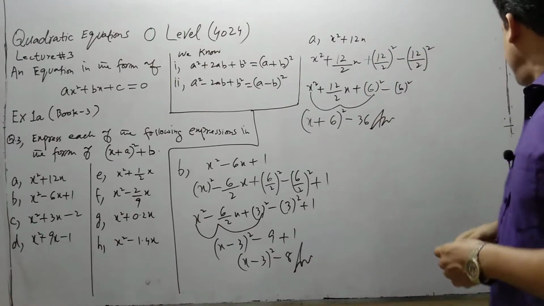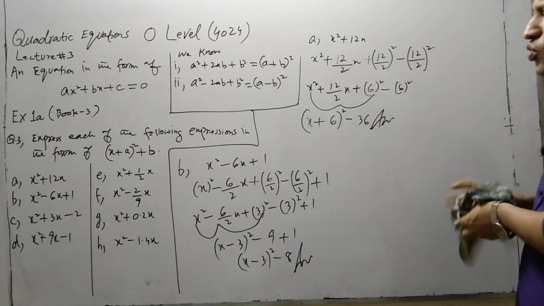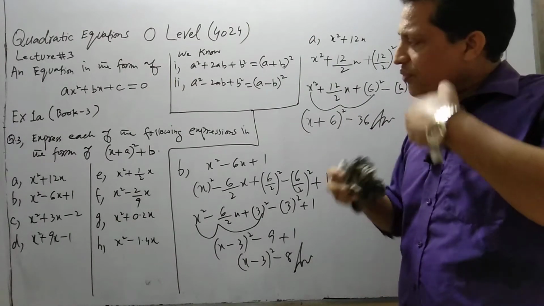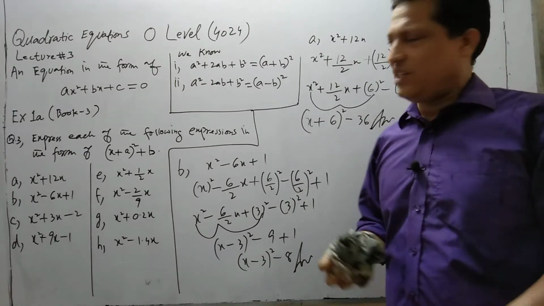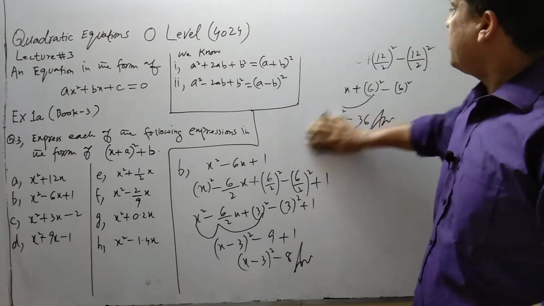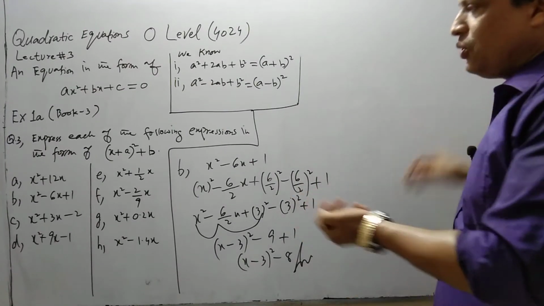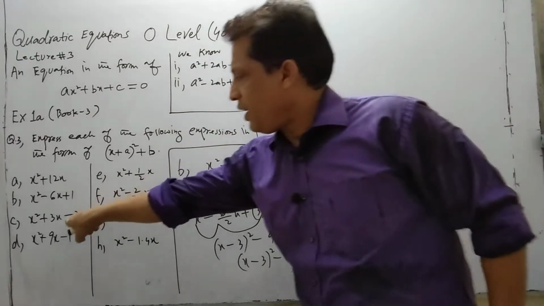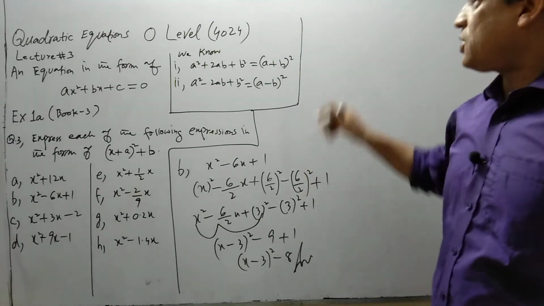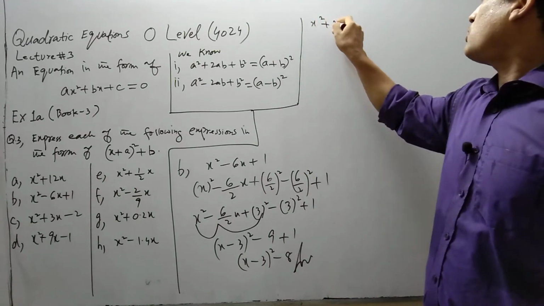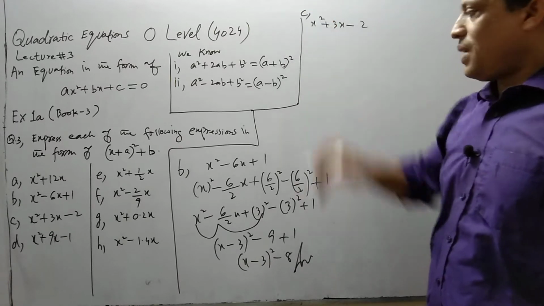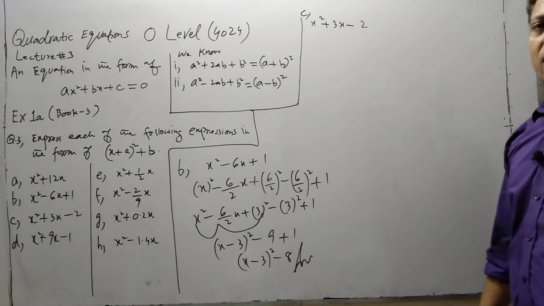I hope you are enjoying this method and you feel that it's very easy. Take some more parts. Take part C. x square plus 3x minus 2. This is part C. What is the first step?